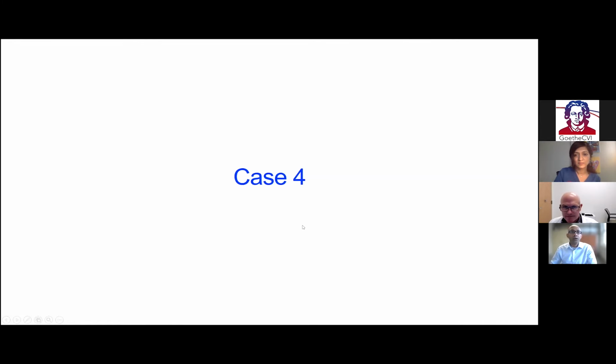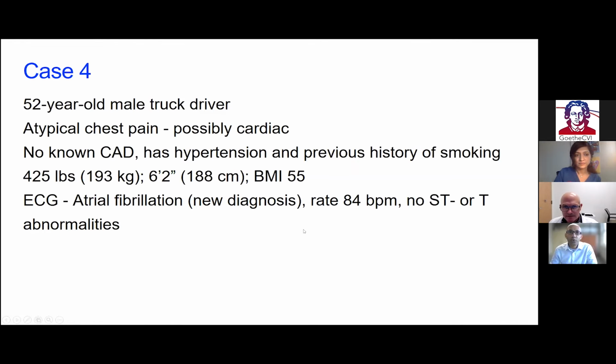My next case is a 52-year-old male truck driver. He presented with atypical chest pain. This was a few years ago. Now we would call this possibly cardiac chest pain. He did not have any known coronary artery disease. He had a few cardiac risk factors, including hypertension and previous history of smoking. He was obese with a weight of 425 pounds, and his height was 6'2". The BMI was 55. On EKG during this presentation, he was found to be in atrial fibrillation. This was a new diagnosis for him.